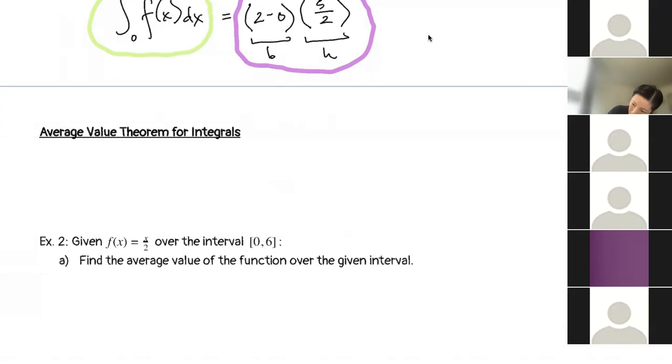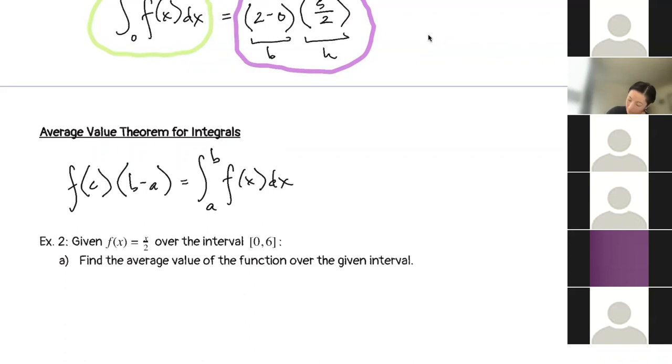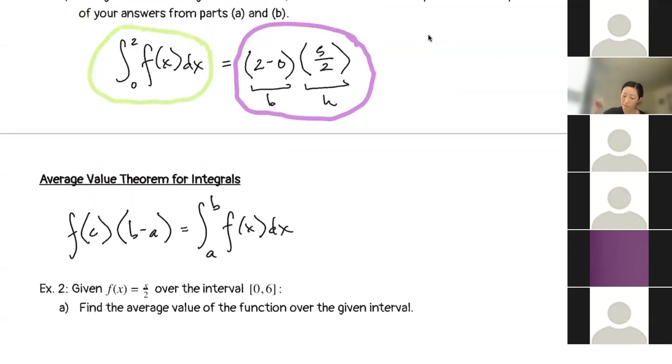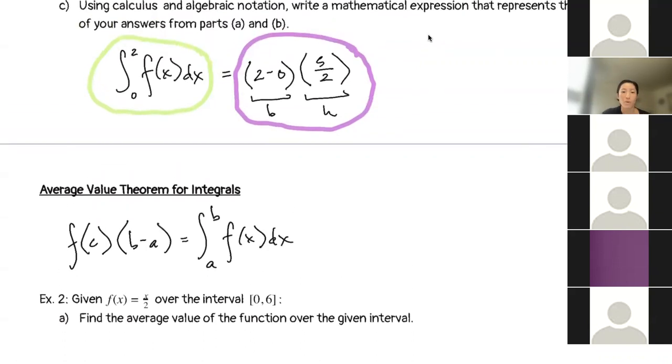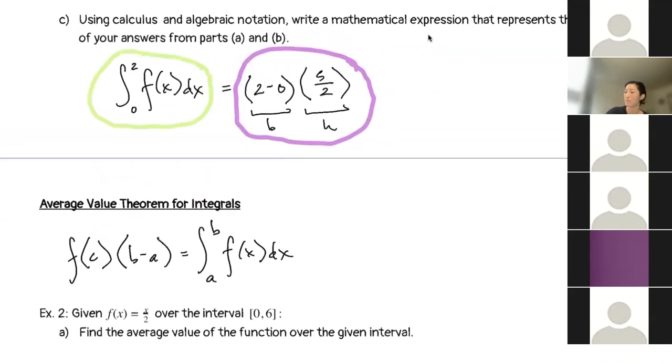Let's see, how do we want to write this? f of c times b minus a equals the integral from a to b of f of x dx. Okay. So now we've taken away all the numbers. We've got a whole bunch of letters. And let's see if we can figure out how these match up above, okay?